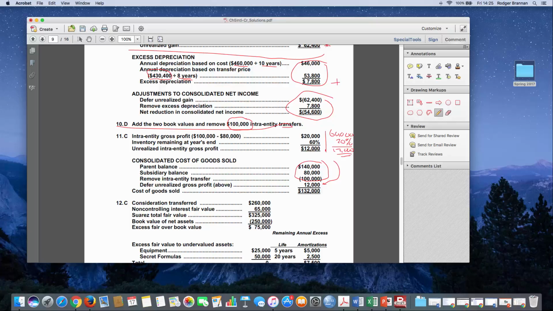I eliminate intercompany sales. That means I'm going to reduce my cost of goods sold. But at least in the first year, I'm going to add or increase my cost of goods sold for the amount of gross profit that was not realized because the inventory was not sold to an outsider.